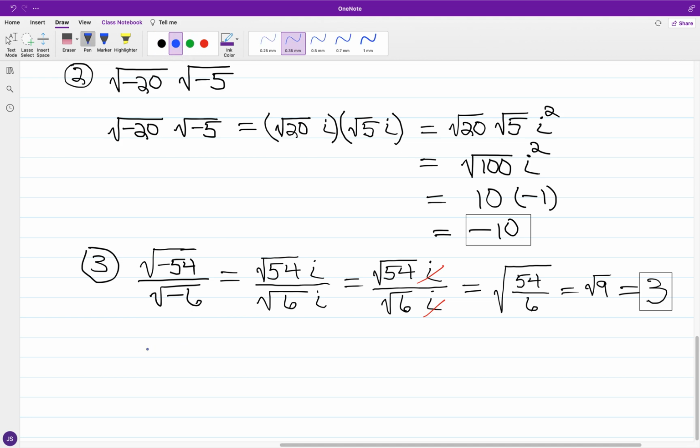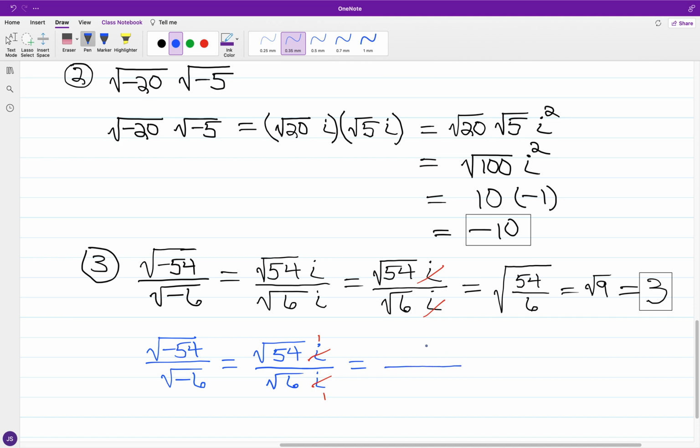I'll show you another. Let me just show you this. Okay, so for the square root of negative 54 over the square root of negative 6. Again, so you have the square root of 54 times i over the square root of 6 times i. Again, so I can get the variable i out.